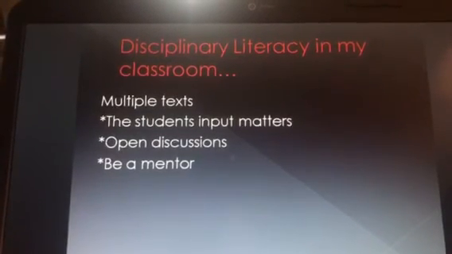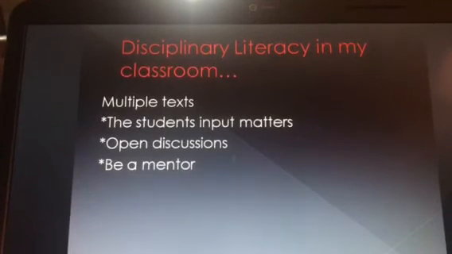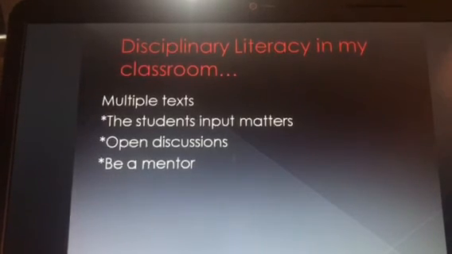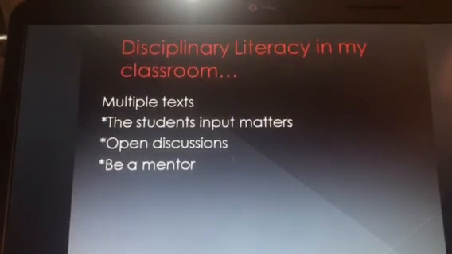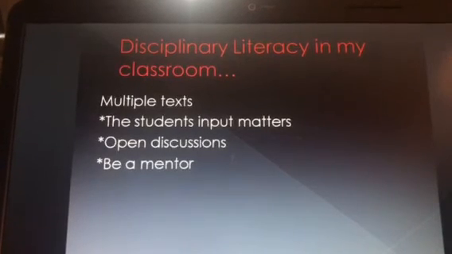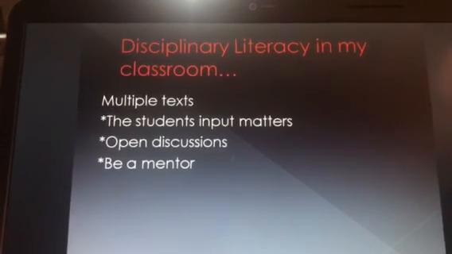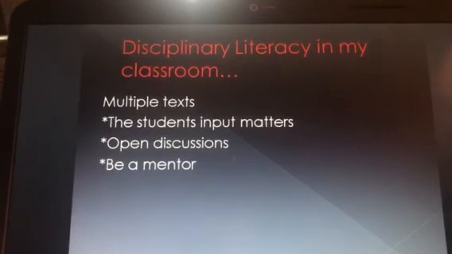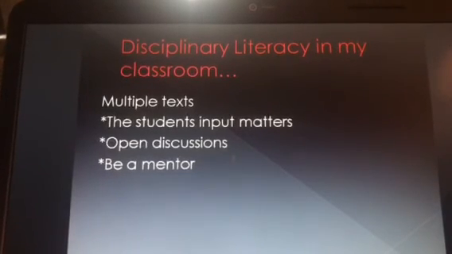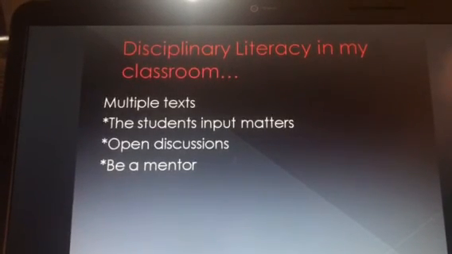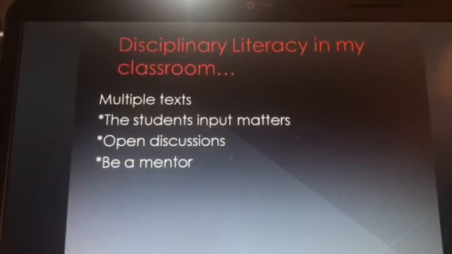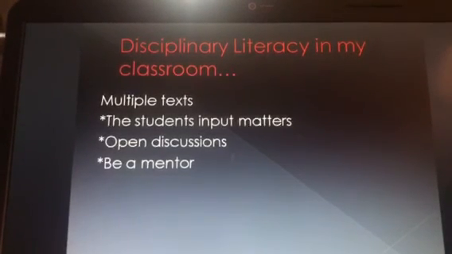I want to know their likes and their dislikes, what they're interested in, and I want to include that in the lesson because I want them to be engaged and I want them to get the best education. We would have open discussions. We would talk about what we read, and I would want my students to feel comfortable and open up and talk to me about what they read so I can know if they are retaining the information that we're talking about. And I will be a mentor. I will model for my students what it is like to read like a scientist or a mathematician or a historian in my classroom.